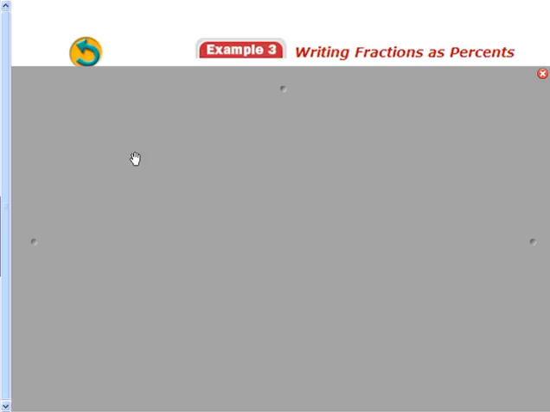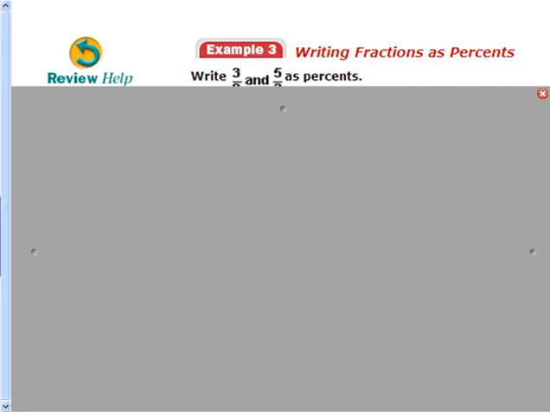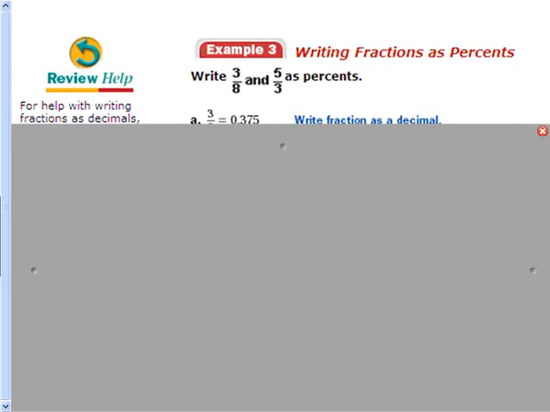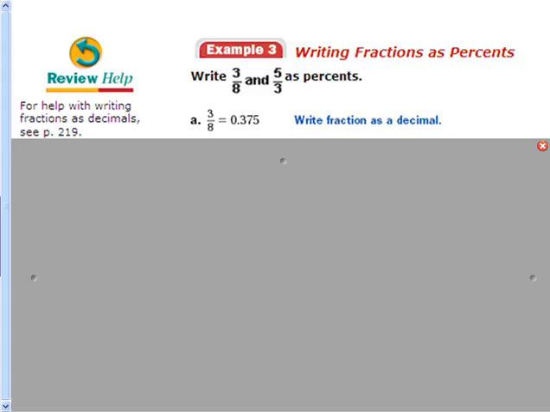Okay, we're looking now at example 3 in lesson 7.3. This example is about writing fractions as percents. So they're giving us two fractions, 3/8 and 5/3, and asking us to write them as percents.